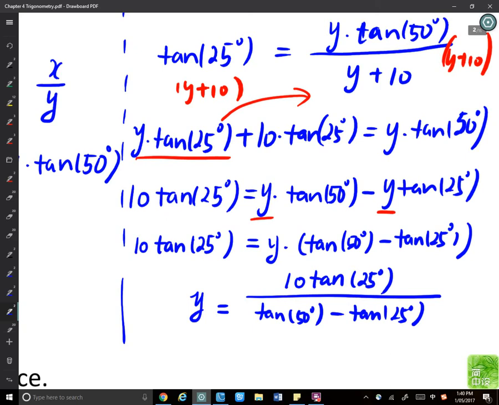Now, because x is from the previous line, I haven't expanded x. x is y tan 50, because we have it here.